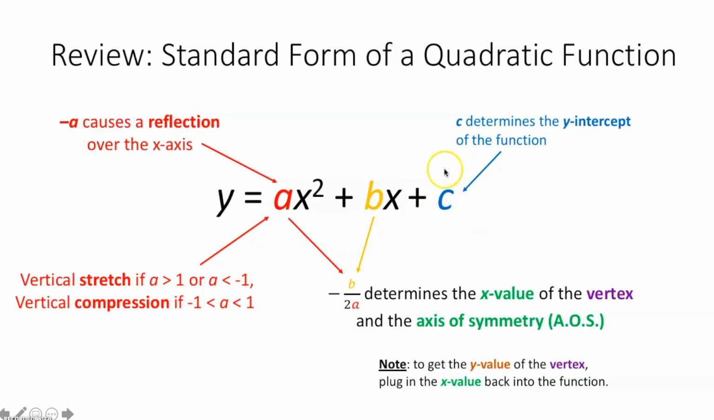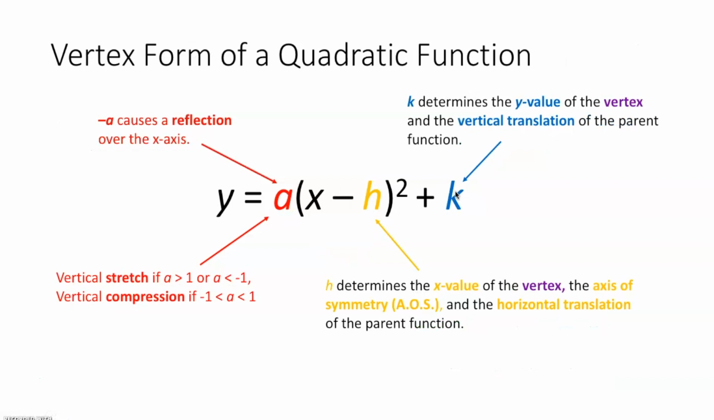The c value determines the y-intercept of your particular function. Now, vertex form, this is what we're going to be dealing with today. Vertex form of a quadratic function. The a does the exact same thing. If your a value is positive, your parabola opens up. If your a value is negative, it causes a reflection over the x-axis, so your parabola opens downward.